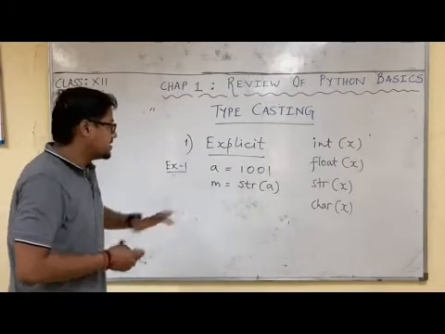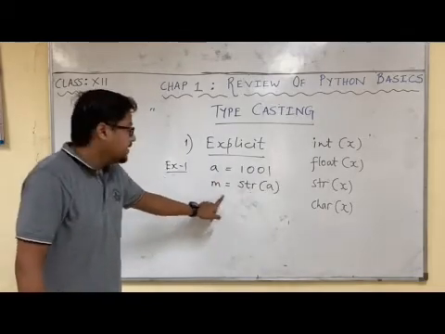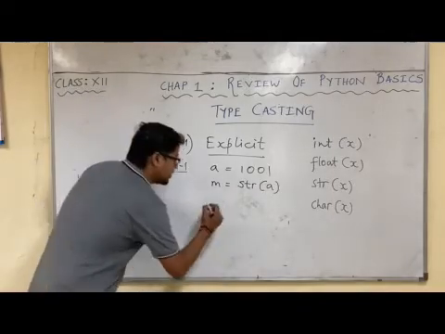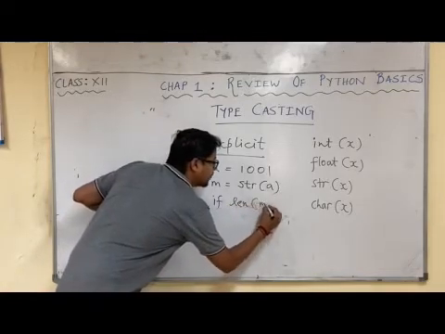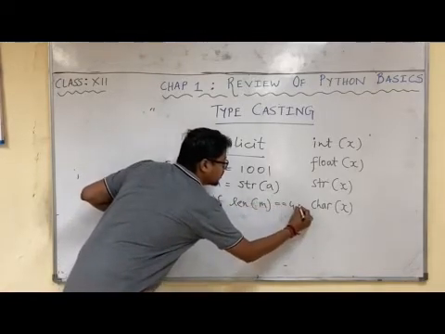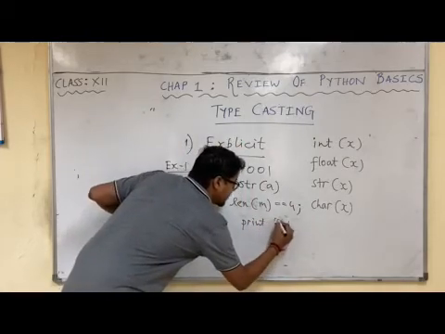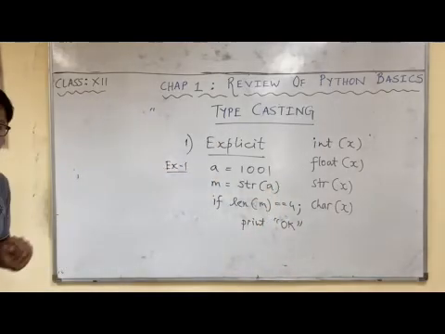What is the meaning of this? The integer data type is typecasted to string data type and that is taken into the variable m. So now how will I check? If length of m equal to 4, then we will print a message that input is okay. Fine. So this is one example of typecasting.